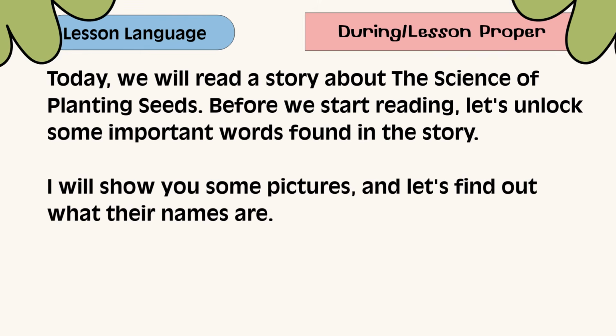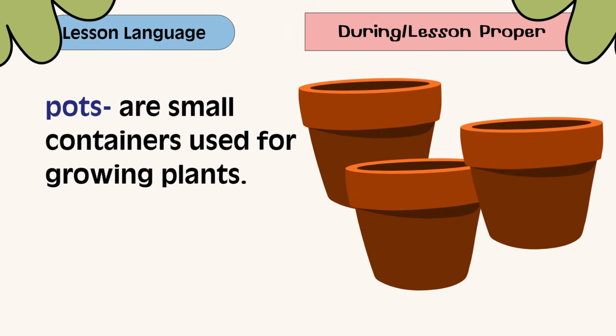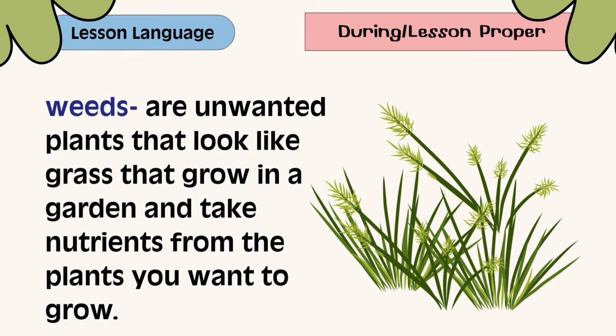Before we start reading, let's unlock some important words found in the story. I will show you some pictures and let's find out what their names are. Pots are small containers used for growing plants. Weeds are unwanted plants that look like grass that grow in a garden and take nutrients from the plants you want to grow.